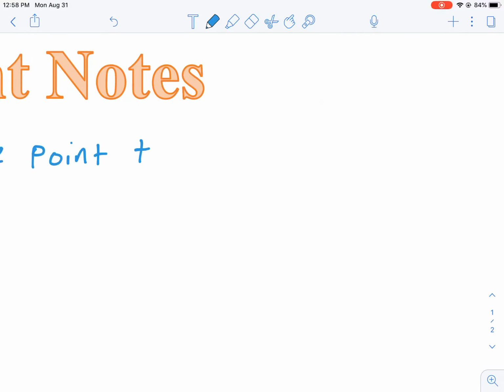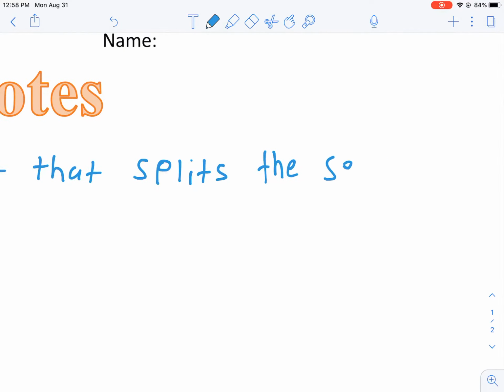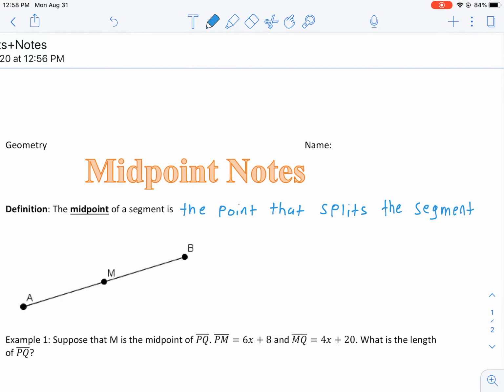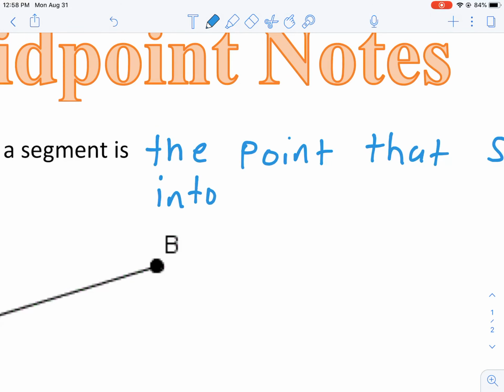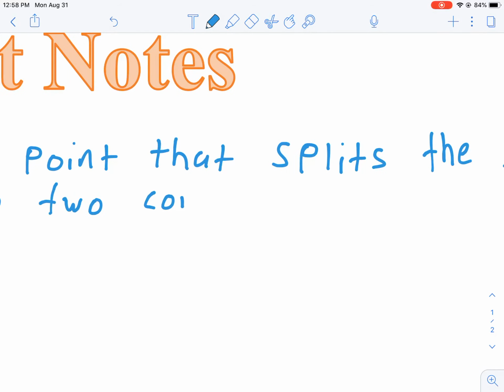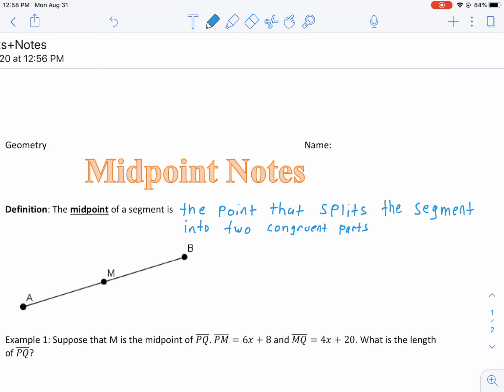It's this point that splits the segment into two congruent parts. Okay? So think about what congruent means. Congruent means the same, right? We talked about that last week.